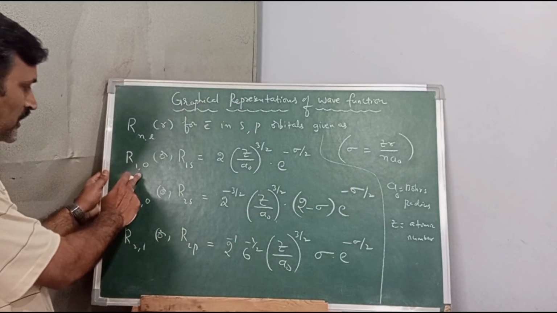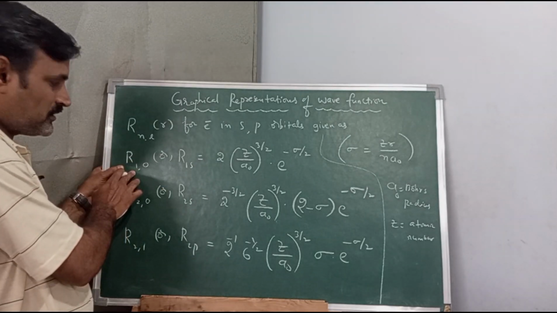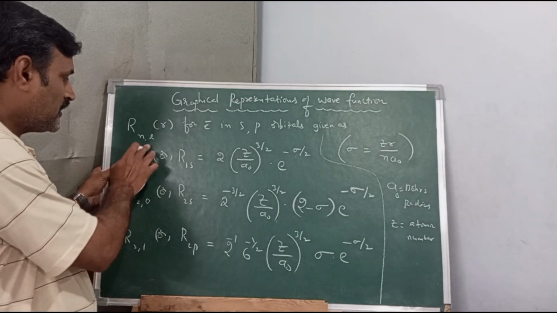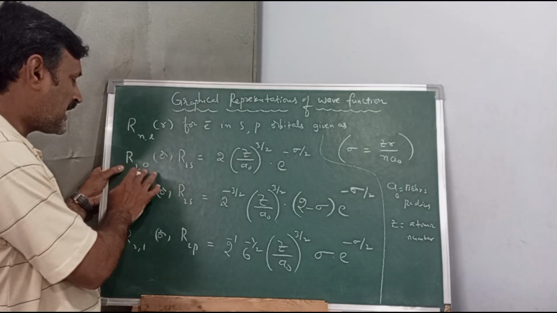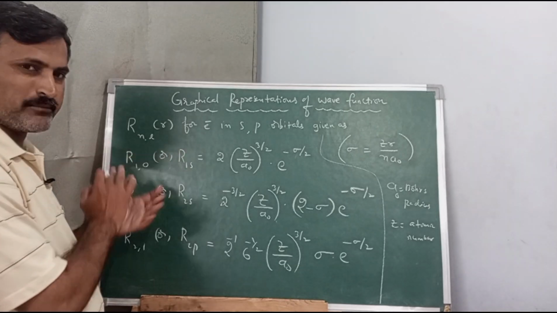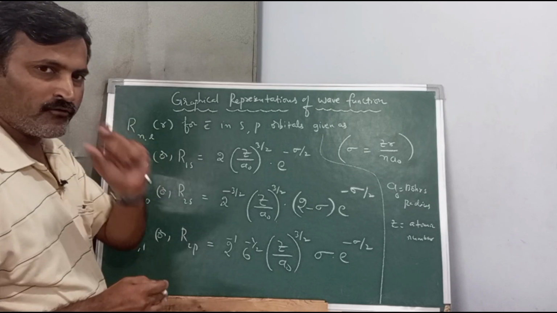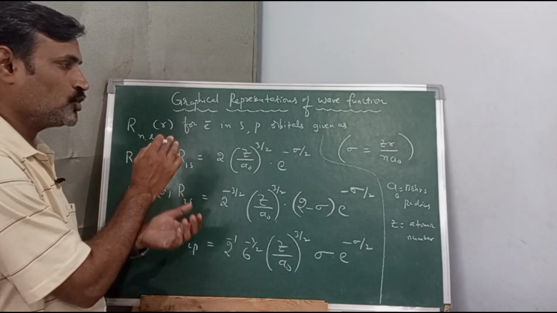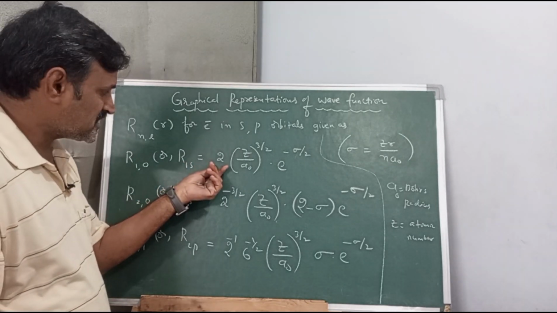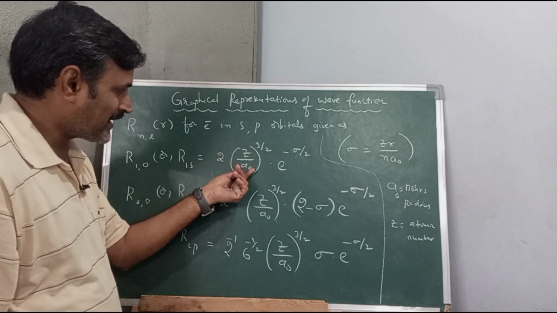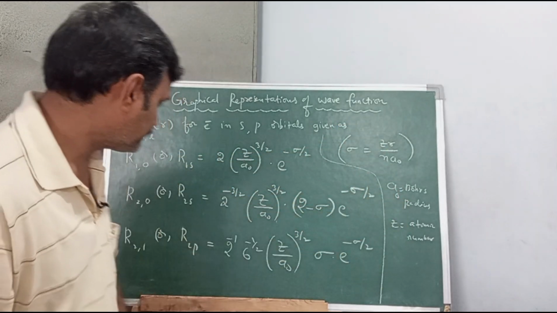So R1,0, if they give it in the exam, indicates that n is 1 in the hydrogen atom and l is 0 for this S orbital. So R1s or R1,0, both are the same. In the exam, if they give R1,0, it indicates that for the 1s orbital, this is the solution of the radial wave function, given like this: 2 into (Z by a0) power 3 by 2 into e power minus sigma by 2. Sigma is a constant, which we have mentioned.